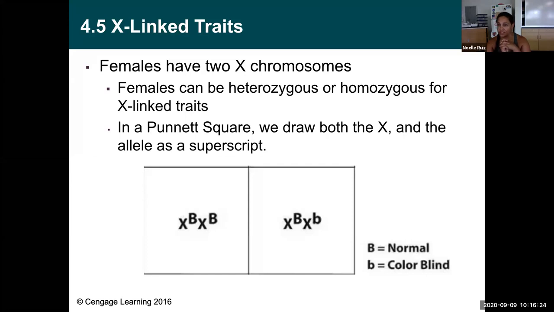The second one, on the second square on the right, she is heterozygous for the colorblind allele, which means she's a carrier. She carries that colorblind allele. She's not colorblind herself because the dominant B masks the diseased one, but she is a carrier and she can pass it on to a child.